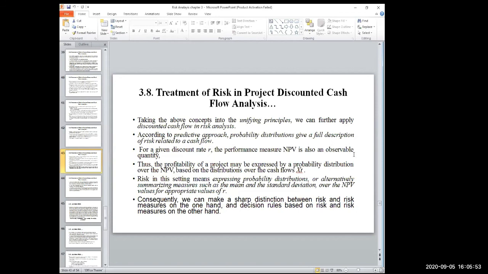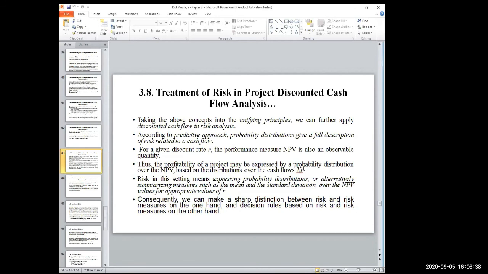observable. It means net present value, the value of a project or a performance measurement of an activity, we can assume to be observable. Because we have to start the performance measure for risk analysis under the unifying principle, the value should be observable, right? The value should be observable. So thus the profitability of a project may be expressed by probability distribution. This is the third principle. If net present value is observable, then it can be expressed in terms of probability distribution, right?